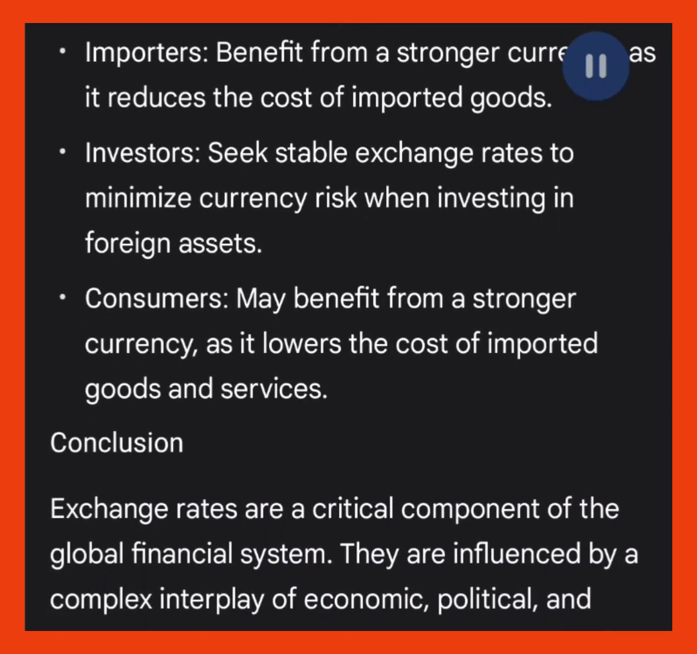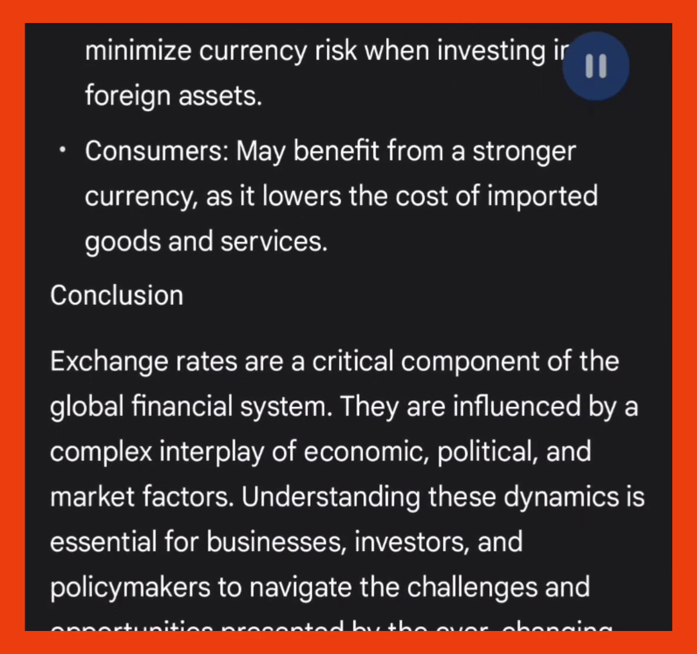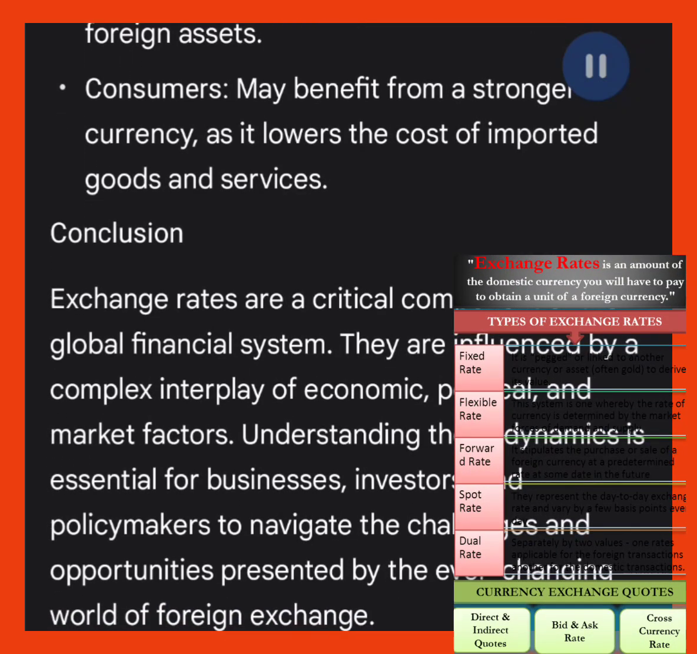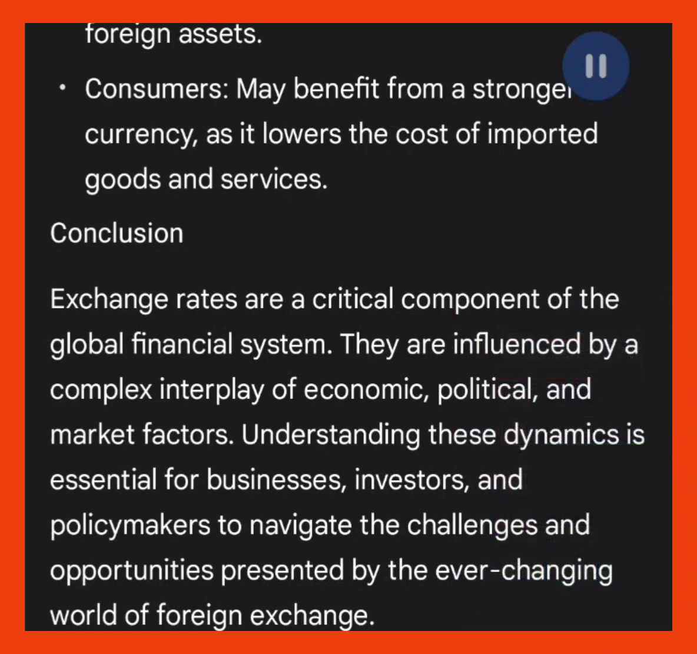Conclusion: exchange rates are a critical component of the global financial system. They are influenced by a complex interplay of economic, political, and market factors. Understanding these dynamics is essential for businesses, investors, and policymakers to navigate the challenges and opportunities presented by the ever-changing world of foreign exchange.